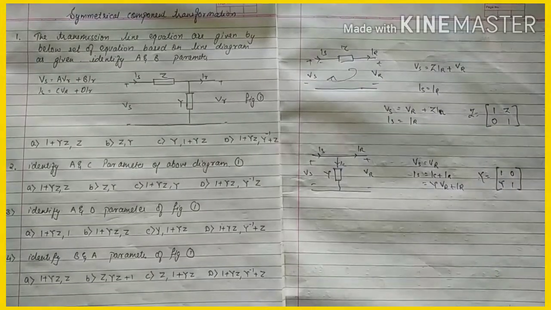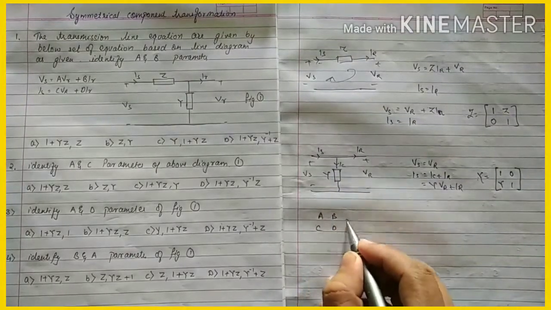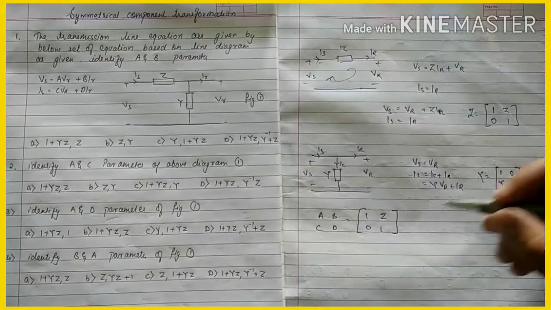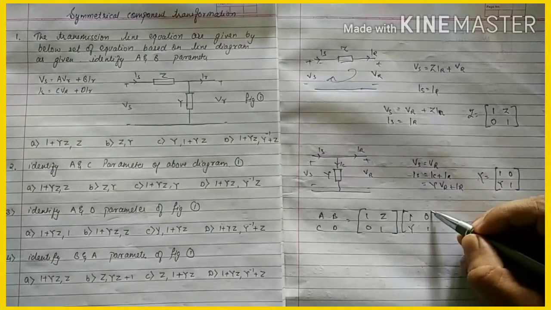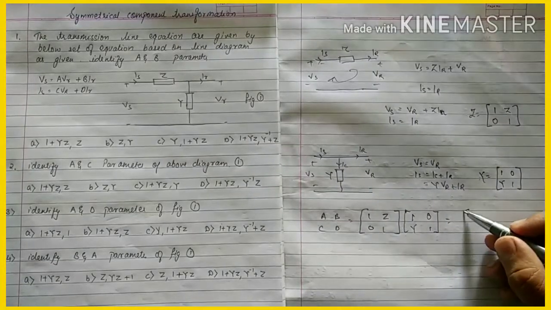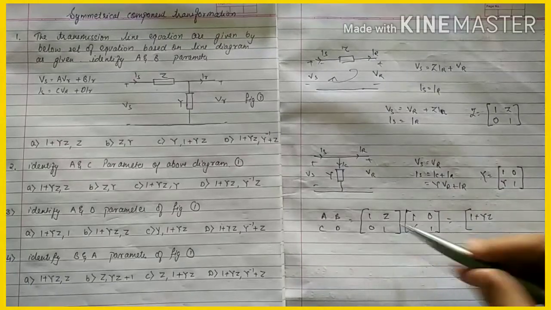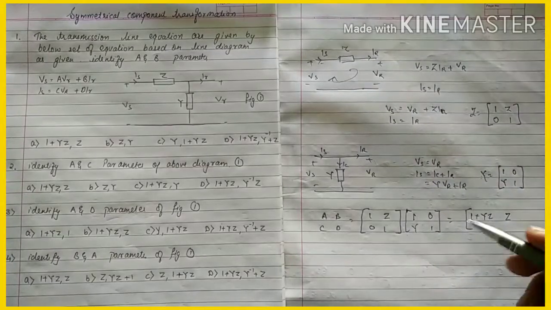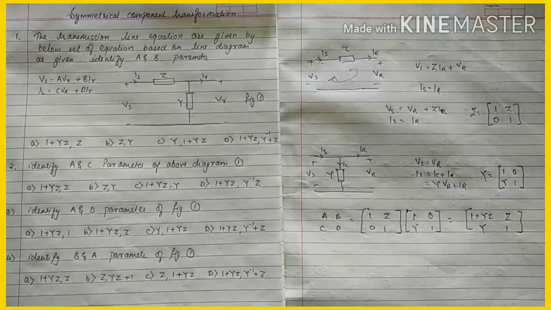Okay, now multiply both ABCD parameters. Okay, so we get ABCD. Okay, so this is 1 Z 0 1 and this will be 1 0 Y 1. Okay, so this will be equal to 1 into 1 and 1 plus YZ. This will be 1 into 0 plus Z. This will be equal to 0 into 1 plus 1 into Y, and this will be equal to 0 into 0 plus 1. Okay, so this is the ABCD parameter of this circuit. Okay, you can find it by this method also.